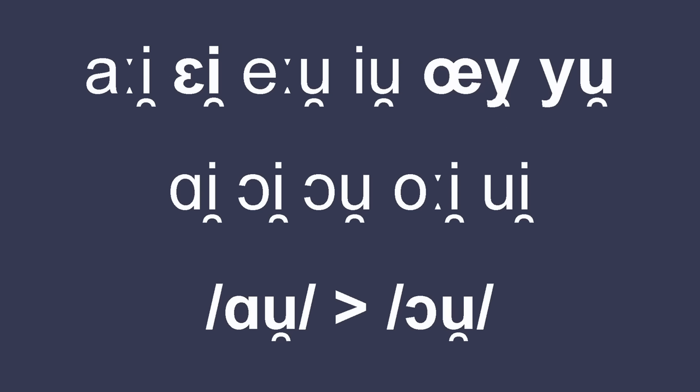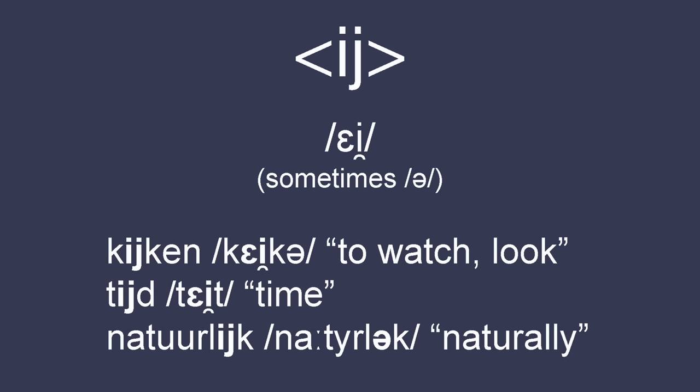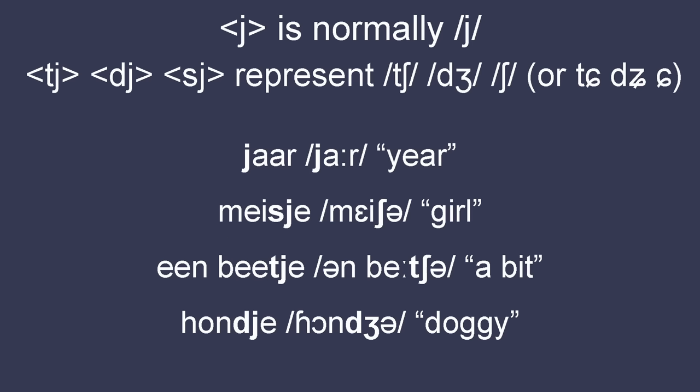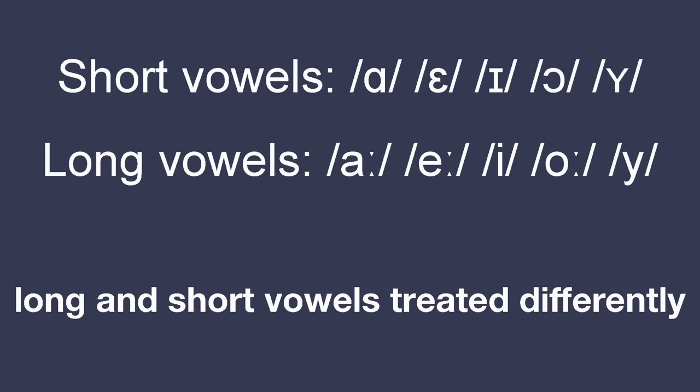and there was a merger of old au with o. One thing that sticks out about Dutch orthography is the digraph ij, which represents the diphthong a, and in some contexts a. J is normally ya, but the digraphs tj, dj, sj represent ch, j, and sh respectively. Dutch treats historic short and long vowel pairs differently. Short vowels a, e, i, a, u correspond to long vowels a, e, i, o, u.